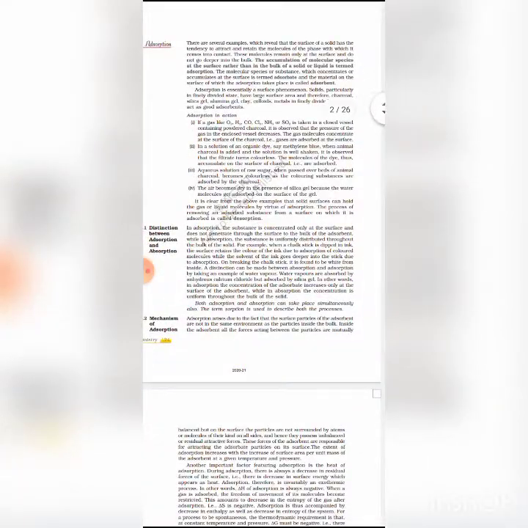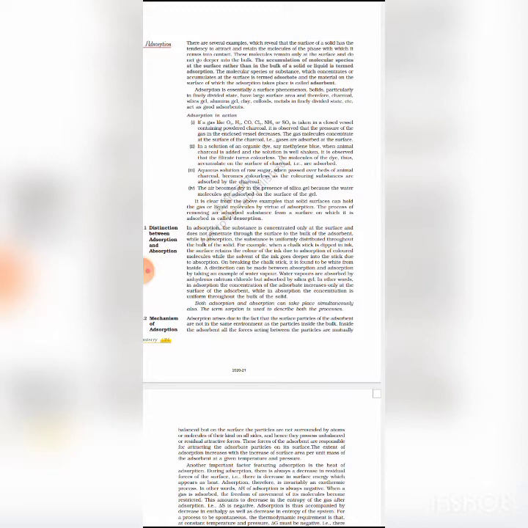Now, desorption. Desorption means the reverse of adsorption. That is, the process of removing an adsorbed substance from a surface on which it is adsorbed is called desorption. So desorption is just the reverse of adsorption.